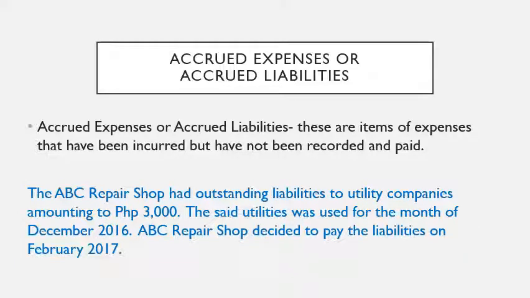So, we have a transaction which is ABC Repair Shop had outstanding liabilities to utility companies amounting to 3,000. So, the said utilities was used for the month of December 2016. ABC Repair Shop decided to pay the liabilities on February 2017. So, if we're going to analyze this transaction, it says here na si ABC Repair Shop daw, meron daw siyang outstanding liabilities. Meaning may utang siya na kuryente or yung ginamit niyang kuryente noong December. Okay? Ngayon, babayaran niya yung utang niya sa February pa.